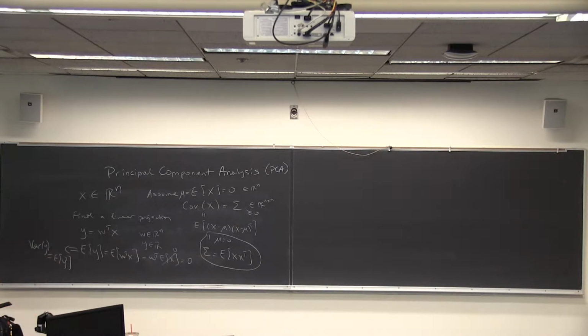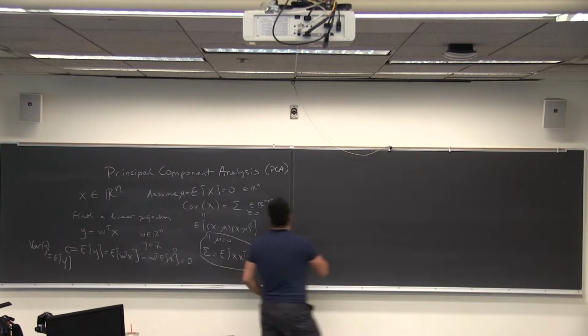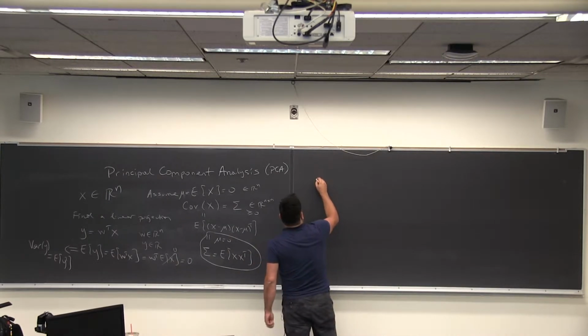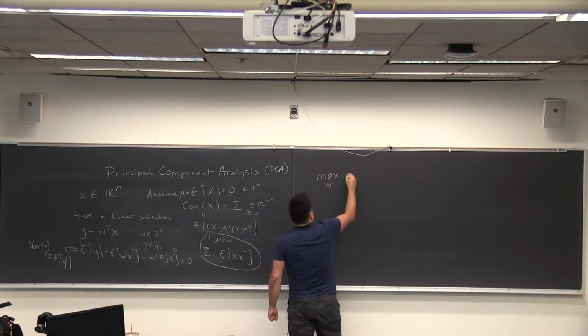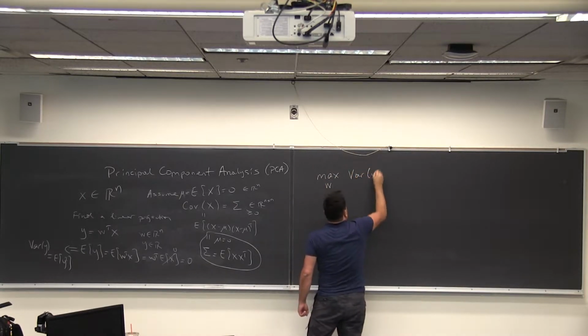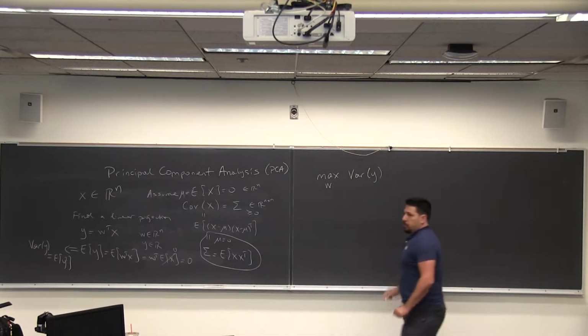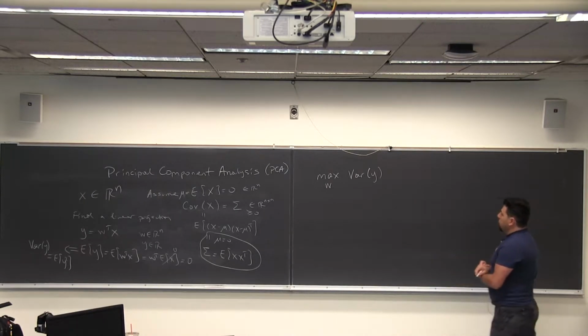Yes. Why do we want to maximize variance? Yeah. So I want to find a projection that maximizes the variance. Okay. So I'll show you later why. Okay. So maximize the variance of y by finding an optimal w.